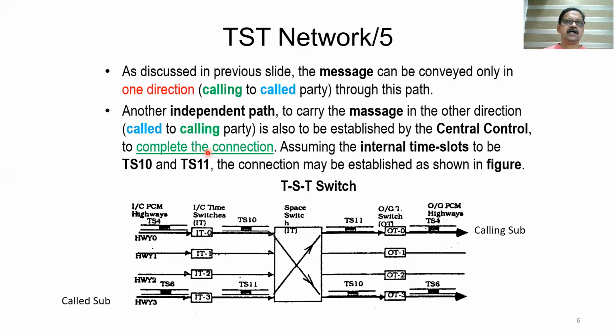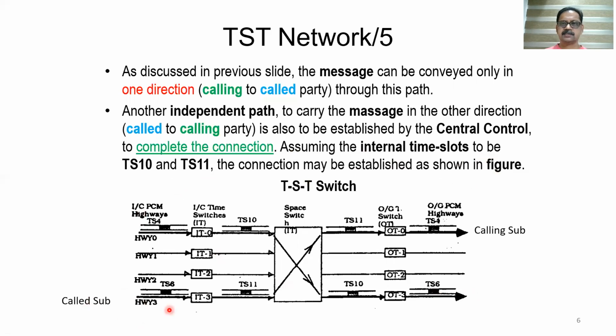For that purpose, another independent path to carry the message in the other direction, that is, called to calling party, is also to be established by the central control to complete the connection, assuming the internal time slots to be TS10 and TS11. The connection may be established as shown in the figure. So calling to called we have already discussed. Now the other direction we are discussing, from called to calling subscriber.